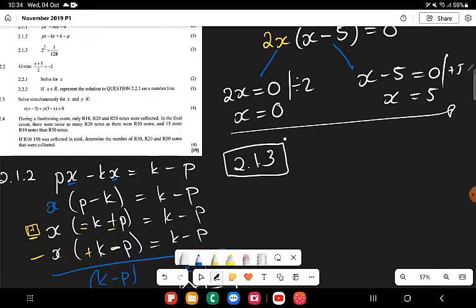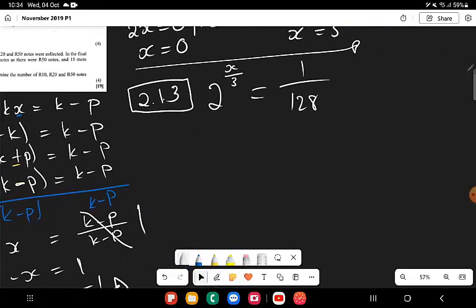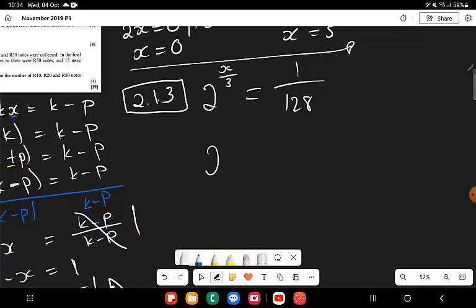2.1.3 says 2 with the exponent x over 3 is equal to 1 over 128. All right, we want to get the same base. So we're going to keep that 2. And we're going to say this is 2 to the x over 3 is equal to, let's do the roots, or I'm going to do it manually. 3, 4, 5, 6. 6 is 64, 7 is 128, 7.